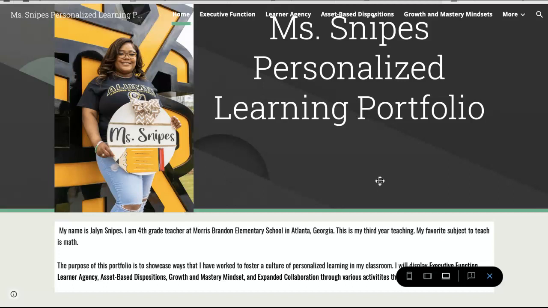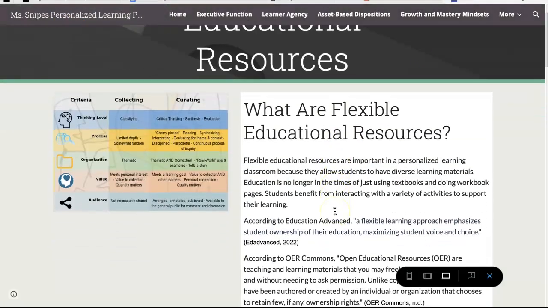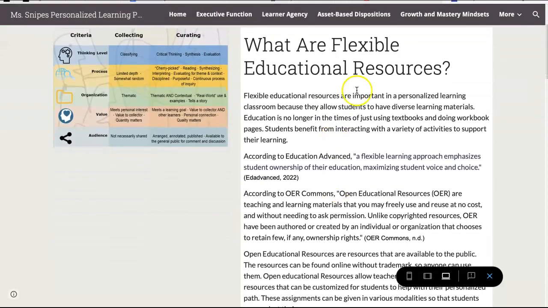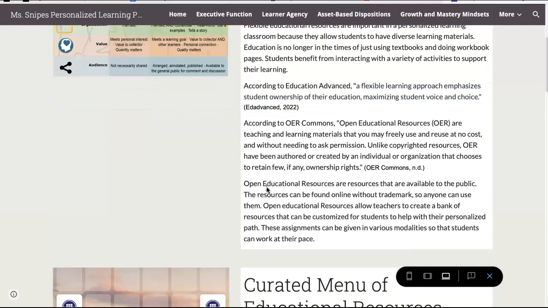Personalized pathways also allow the teacher an opportunity to extend learning for students that may have already met state learning standards. This is a personalized learning portfolio I created. One of the standards that needed to be addressed was flexible educational resources. Within flexible educational resources, I highlighted the importance of it in a personalized classroom because it allowed for students to have diverse learning materials.